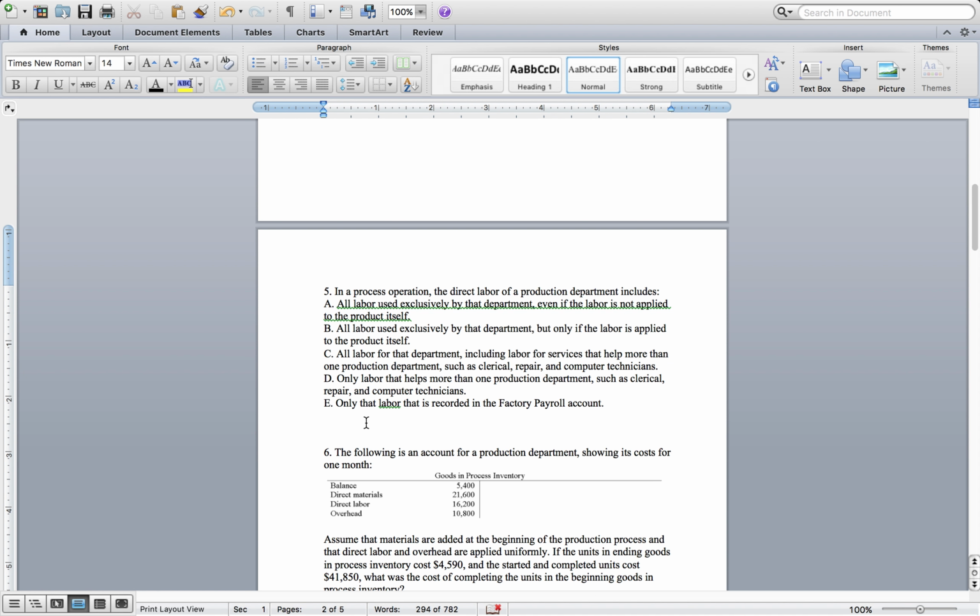Continue on now, number 5. It says, in a process operation, direct labor of a production department includes. Well, we know we can include all labor by that department, except only the labor is applied to the product itself. So we know it's not going to be, okay, all labor of the department. Include labor services, account more than one department. I'll include that. Okay, only labor more than one production department. Clerical. Include that too. And of course, payroll. The one we're not going to include is all labor used exclusively by the department, if the labor is not applied to the product itself.